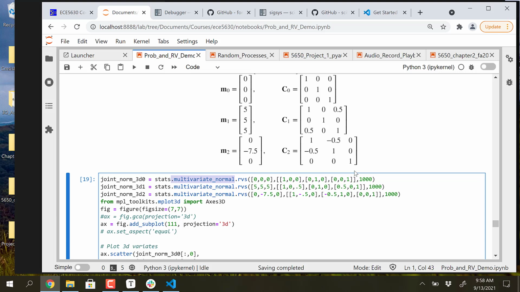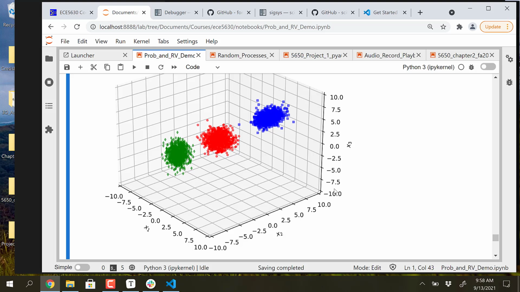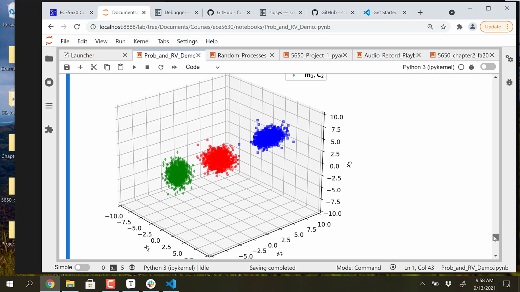Then the third example has a negative correlation coefficient between the first and the second, set at minus 0.5. It's kind of hard to see from this angle. If I break this out and do it separately, then we could spin it around and you could see that the red one is going to be a perfect sphere, right? Because there's no correlation, there's no coupling.